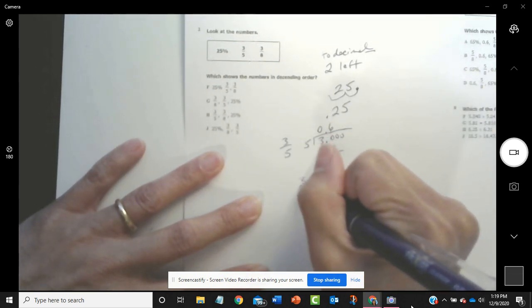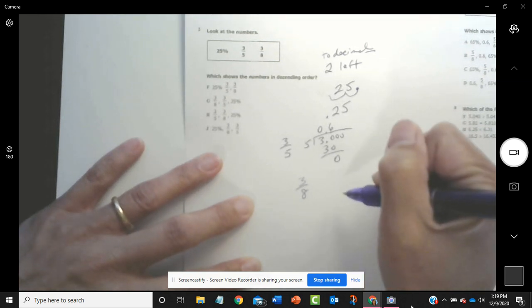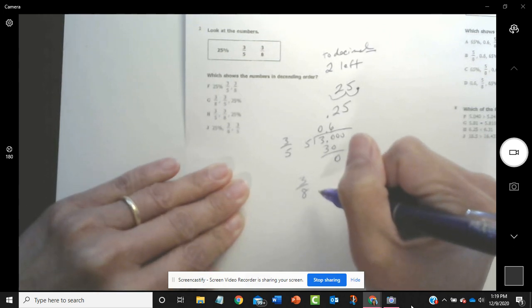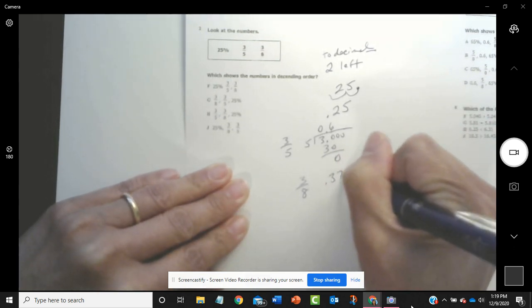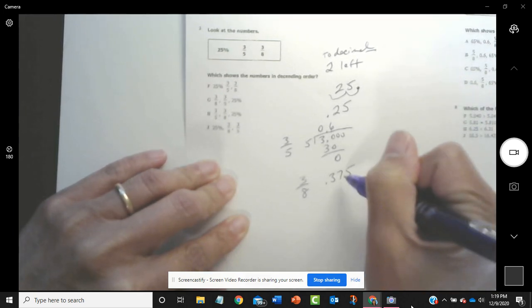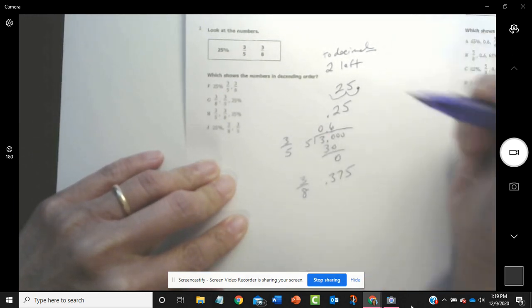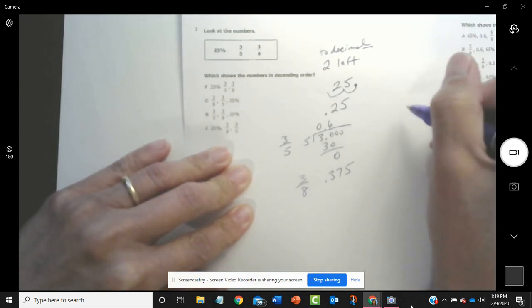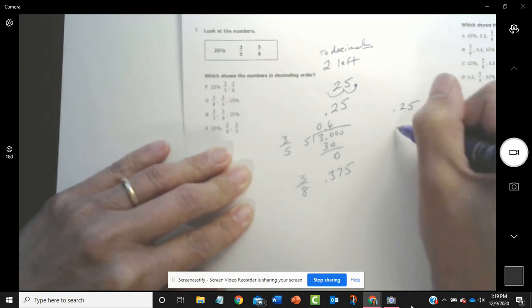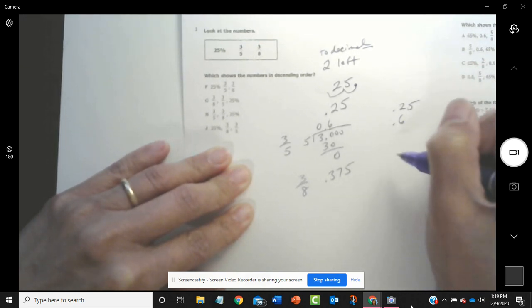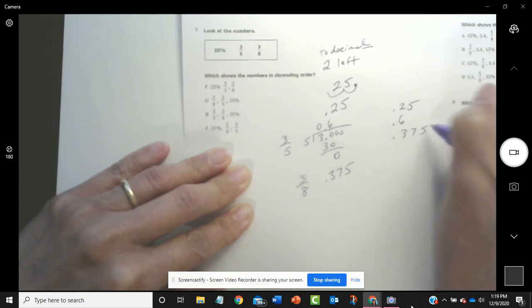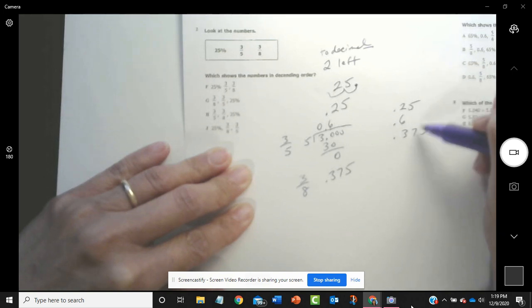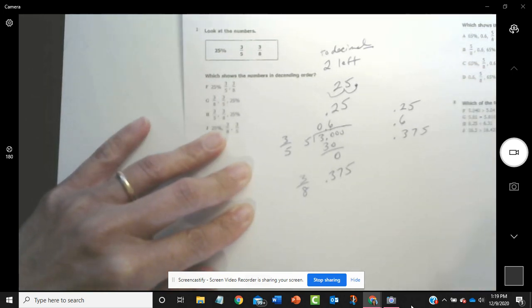And then 3/8, again, I can long divide, or eighths are numbers that you can remember. Try to memorize. 3/8 is the same as 0.375. Now that I know my equivalent decimals of each value, I'm going to compare them by lining them up in a column. So 0.25, 0.6, and 0.375 are all lined up where the decimal point is lined up, and then the tenths, the hundredths, and the thousandths places are lined up.